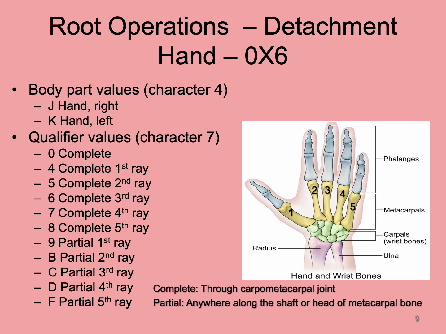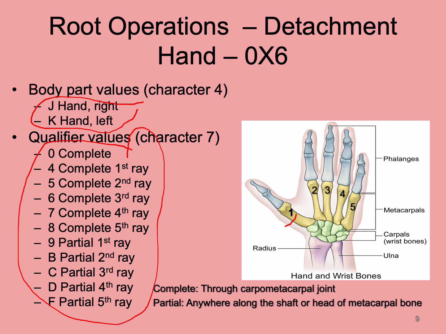So you only have two values that you need to look at to select. The body part values, actually, we're going to talk about hand first. The body part values for hand: right hand or left hand? That's pretty simple. The only one that's kind of tricky is the qualifier values. So here we get back to those rays I discussed a minute ago. The rays, 1, 2, 3, 4, 5.